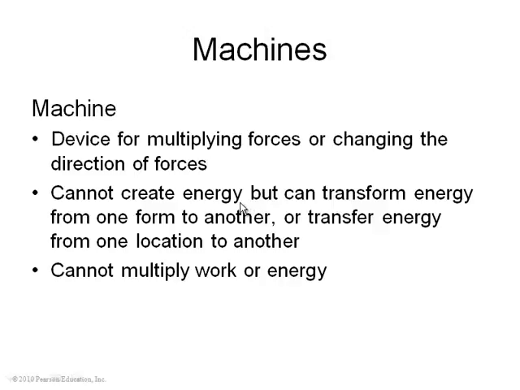Now, an important thing about machines is that they can't create energy at all, but they can transform energy from one form to another, because it's not possible for them to create energy out of nothing. But they can turn it from one form to another, like from kinetic to potential, or they can transfer it from one location to another. So that means they can't multiply work or energy.